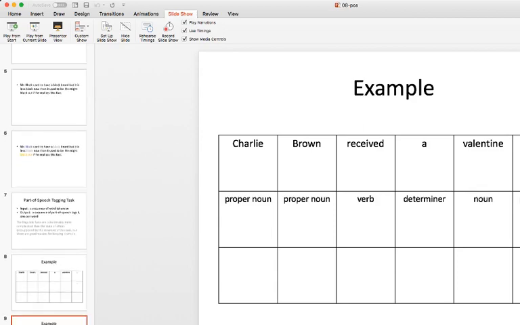So Charlie and Brown are both proper nouns. Received is a verb. A is a determiner. Valentine is a noun. And the period is punctuation.